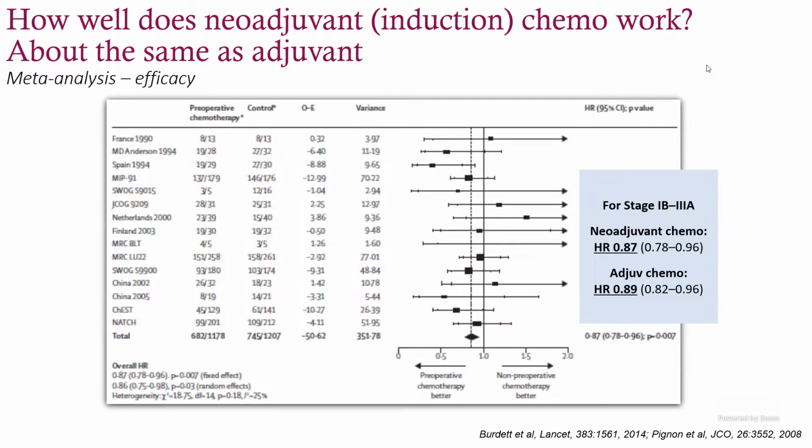And how well does neoadjuvant chemotherapy work as compared to adjuvant chemotherapy? Pretty well to be honest, with a similar hazard ratio for stage 1B to stage 3A patients.